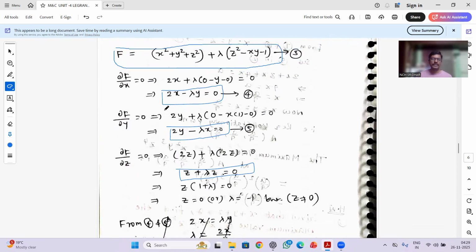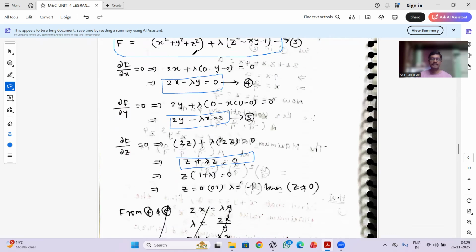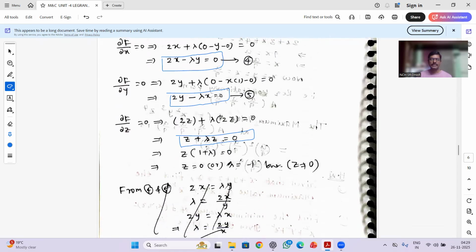What is dou F by dou x here? x squared differentiation is 2x, z squared gives 0, and xy differentiation with respect to x gives y, therefore minus lambda y. Here 2y minus lambda x, and with respect to z it is 2z, so 2z plus 2 lambda z equals 0. So z equals 0. We got z into (1 plus lambda) equals 0, that is, z equals 0 or lambda equals minus 1.